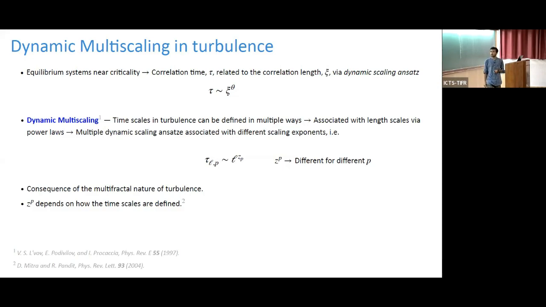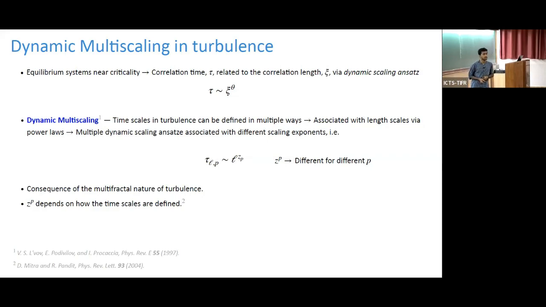In equilibrium systems, we know that near the critical point, both the correlation time and the correlation length of fluctuations diverge, and they are related to each other by the dynamic scaling ansatz, where theta is the dynamic scaling exponent. Now in turbulence, time scales can be defined in multiple different ways. For example, we can define a time scale as the relaxation time of the 2-point correlation of the velocity differences. In that case, the relaxation time is related to the length scale across which we take the 2-point velocity correlation, and they also follow a power law.